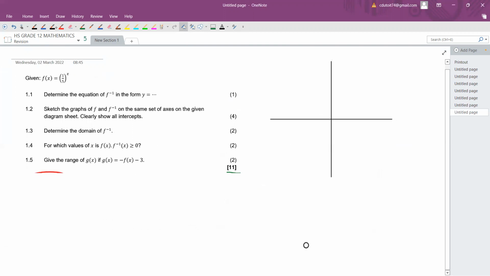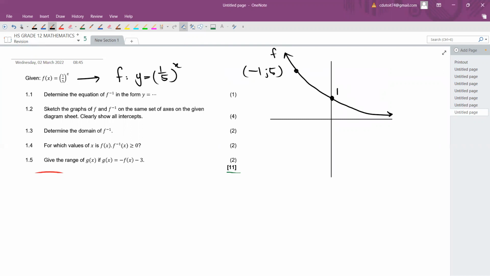So that graph you can rewrite. I don't like that method of writing it. I always write the f graph as y equals (1/5)^x. And that's an exponential graph, which actually slopes down. So it goes like that. If I make x 0, I get the y-intercept, which is 1. If I put in negative 1 as an x value, I get 5 as a y value. So there's the graph. So I just quickly draw it. So that's f. So now 1.1. What is the equation of f to the power of minus 1?